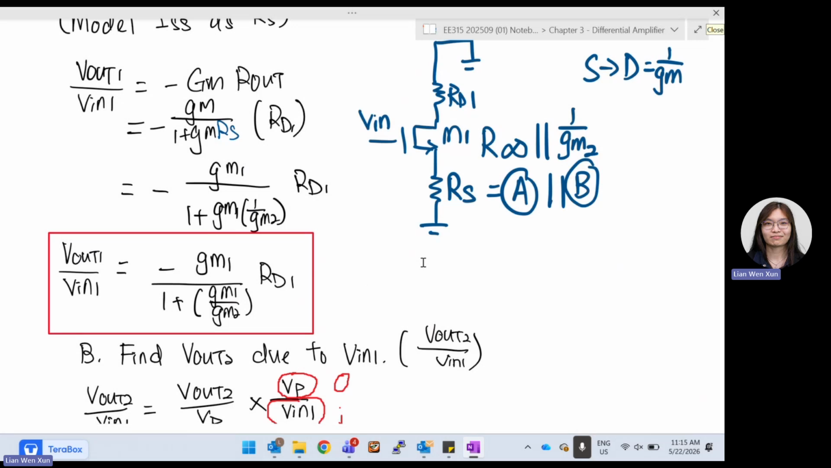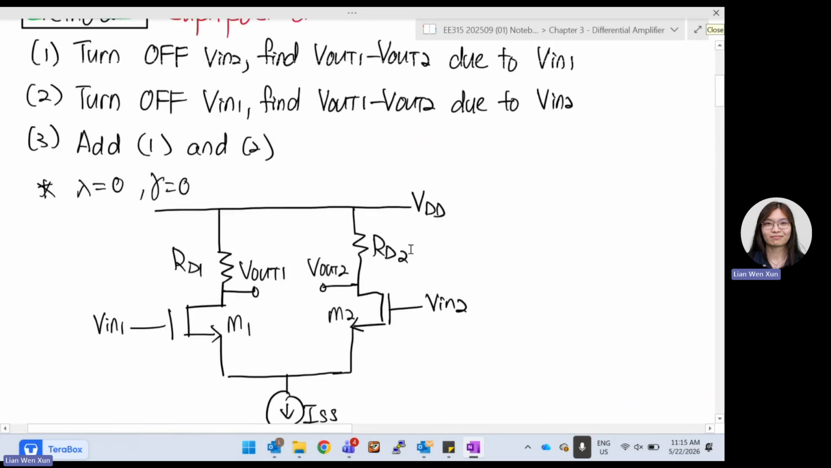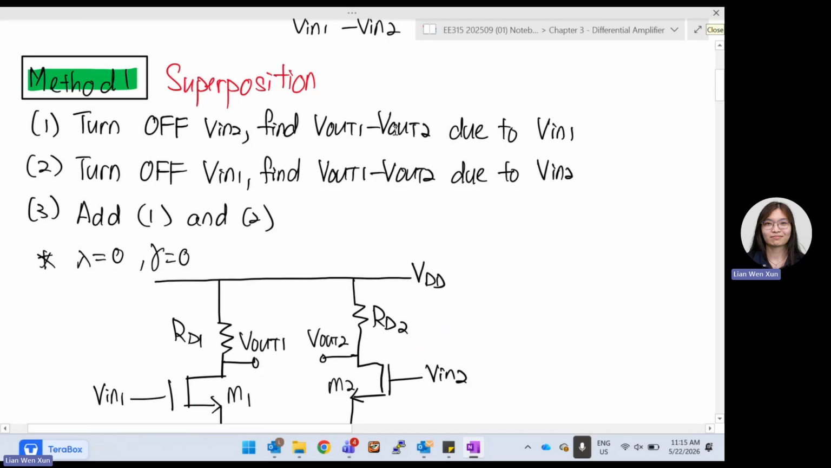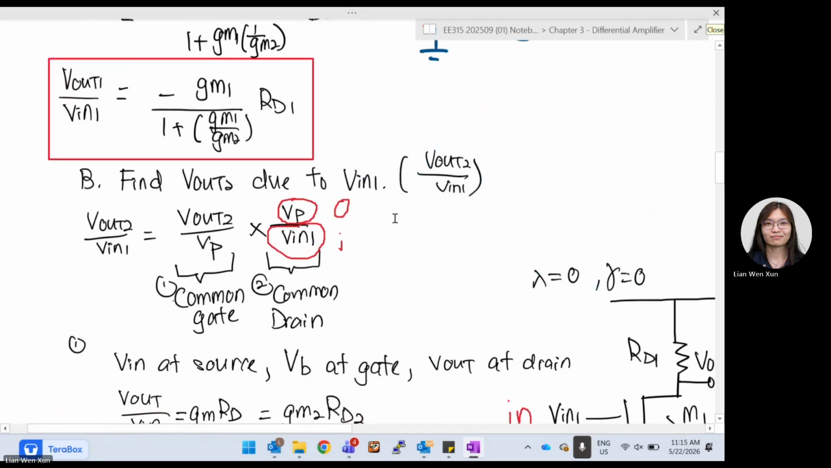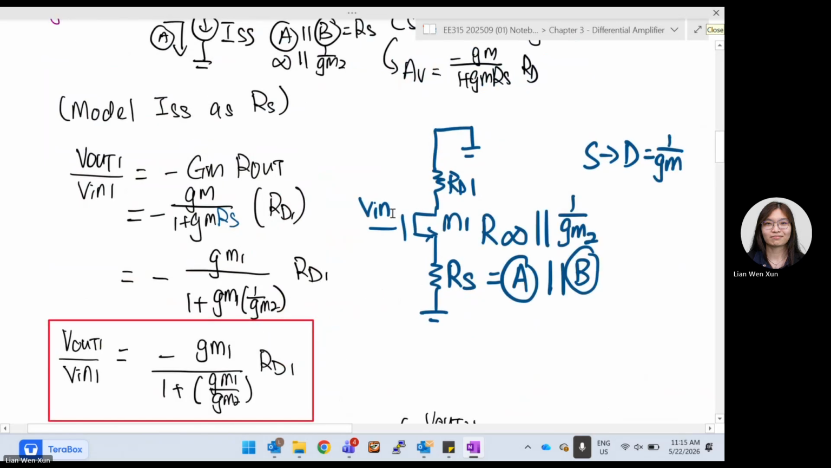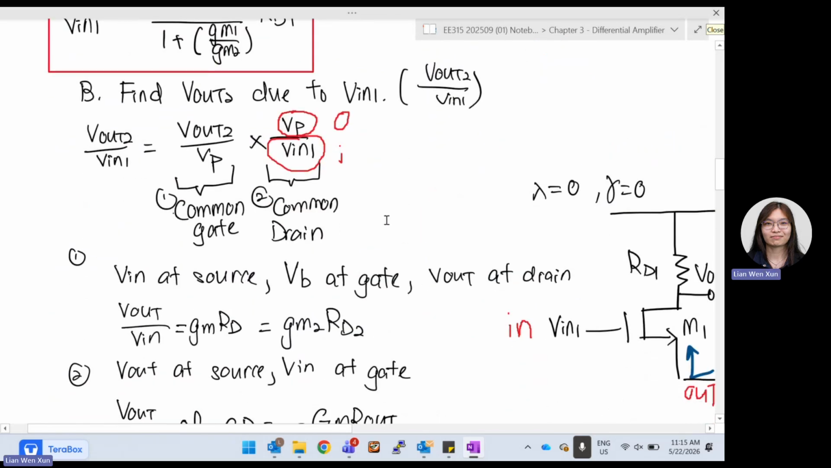This is only one part of it. Remember, for superposition, the first step is to find Vout1 minus Vout2. So we found Vout1 only, then we need to go to Vout2. Now we want to find Vout2 due to Vin1, meaning I still turn off my Vin2, but now I'm finding Vout2 versus Vin1.